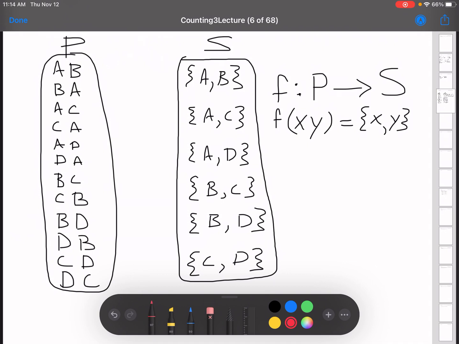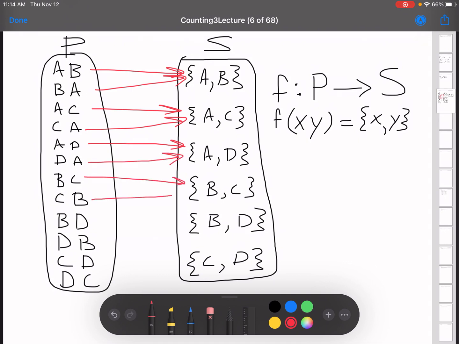Okay, so now using our function, the permutation AB gets sent over to the set containing A and B, and BA gets sent over to the same thing. AC goes to that, CA goes to that. AD goes there, DA goes there. And the rest go to their corresponding sets in the same way.